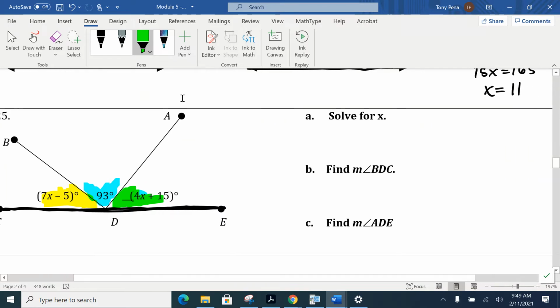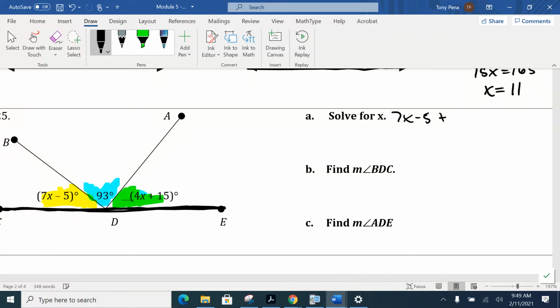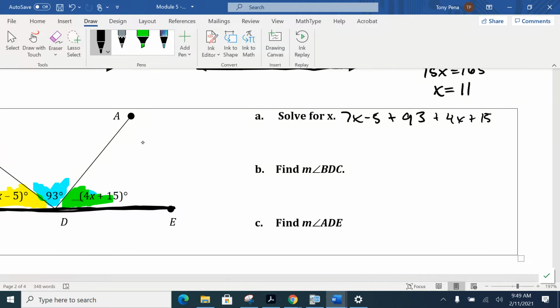All right, so let's move over here to where we have this. So we take the first angle, 7x minus 5, add it to the second angle, 93, and then add it to that third angle, 4x plus 15, knowing that when we do that, they have to equal 180 degrees. So we get what? 7x plus 4x is 11x. And then we get -5 plus 93, so 88. Is that 103? You guys got that? Okay, 103, and then that equals 180.